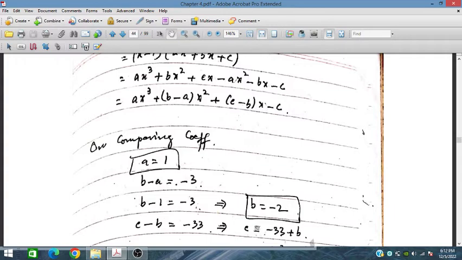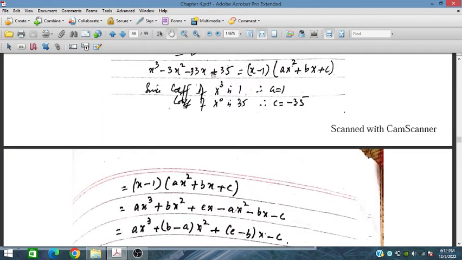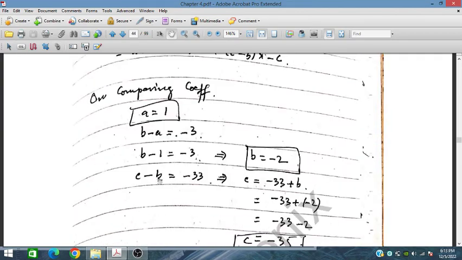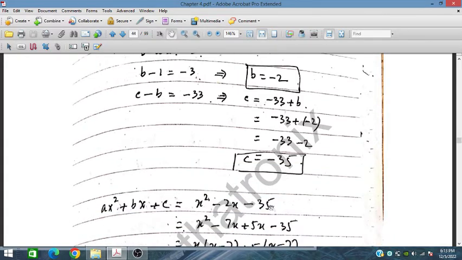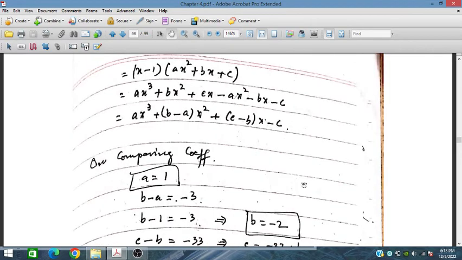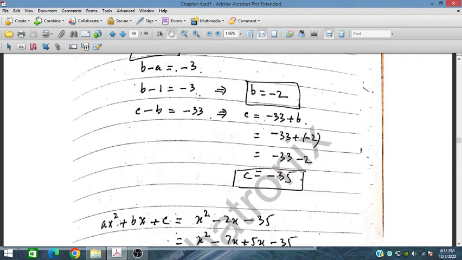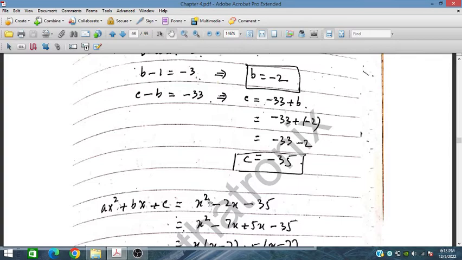So b is equal to minus 2, and c minus b is equal to minus 33. So b is obtained as minus 2, so we place minus 2 here. So this minus 2, plus 2, it appears here on the other side, so it becomes minus 35. So this is minus 35, and we have already seen that these two values can easily be obtained, and the same result is obtained here by using this technique. So we have obtained this x square.